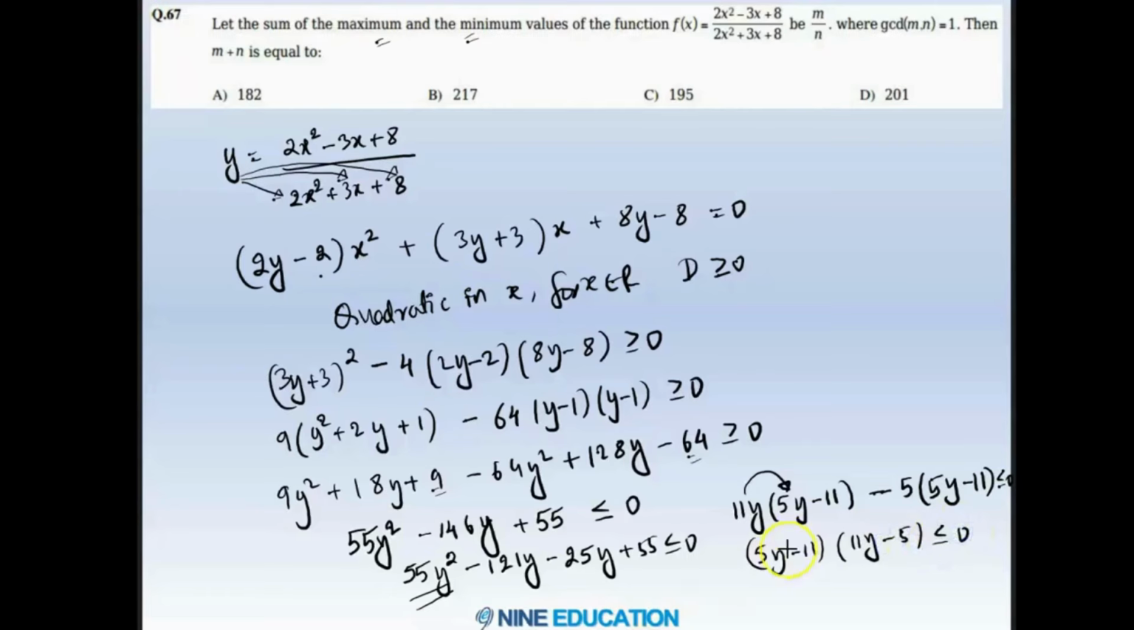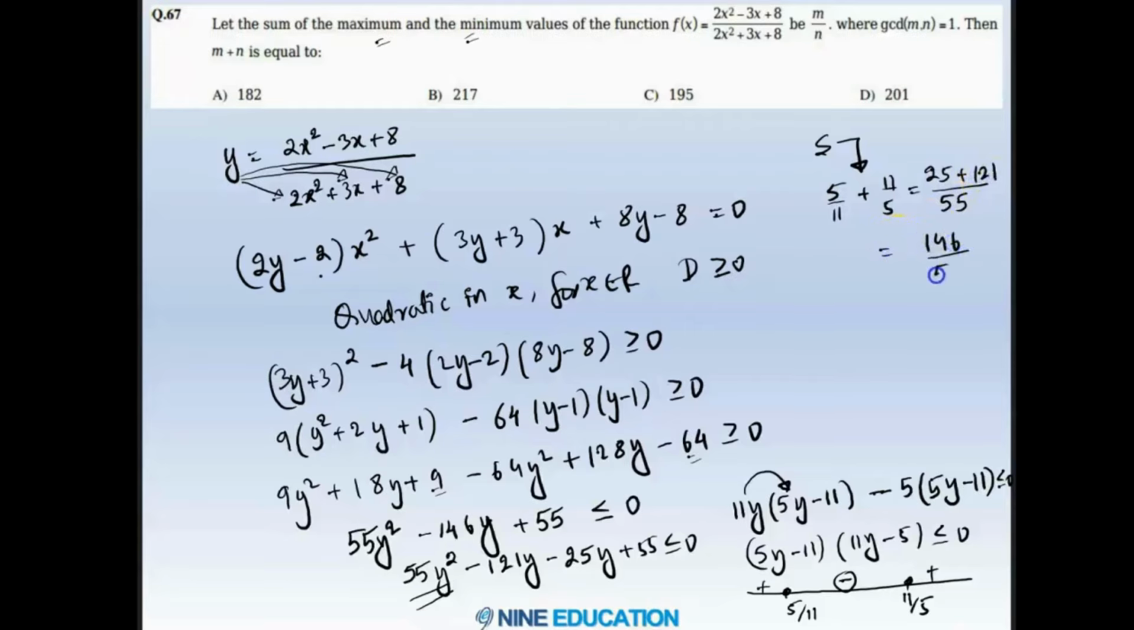It means the two roots are one 11/5 and another 5/11. For the negative answer we have to take the region between these two, because as per the sign scheme it is plus, minus, plus. So the minimum value for y is 5/11 and the maximum value is 11/5. The sum of the maximum and minimum values, 5/11 + 11/5, after taking LCM 55, is 25 + 121, so overall it is 146/55.